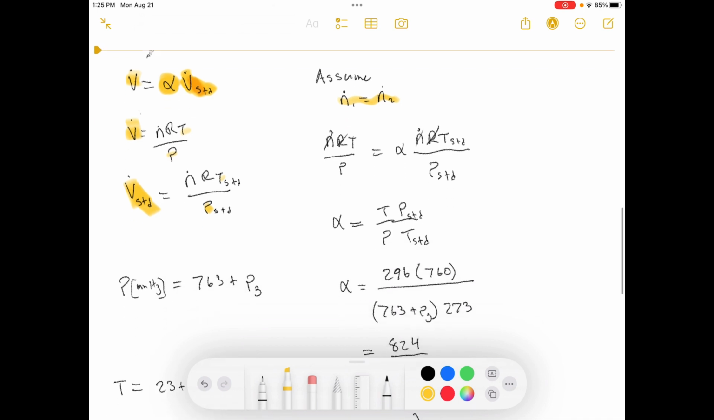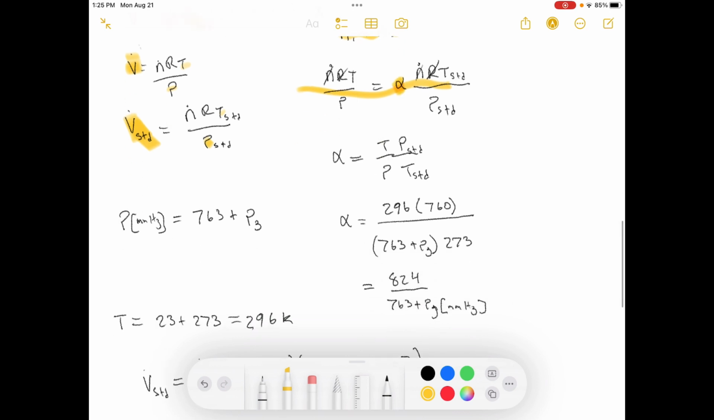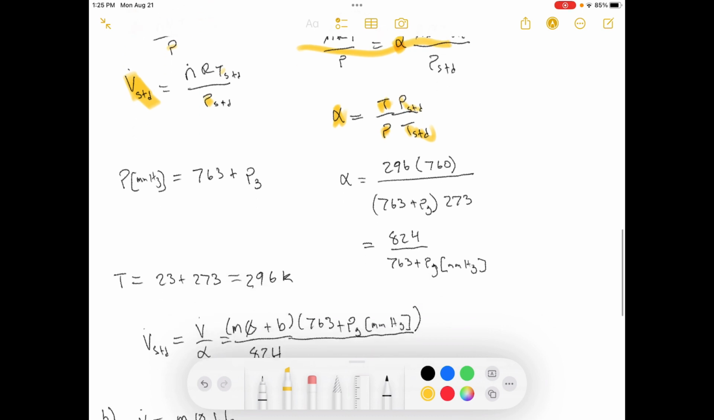Okay, so we just say that these things are equal to each other, like we set up here, and we can calculate what our proportionality constant is. And in order to make these proportional, we just divide the temperature by the standard temperature and the standard pressure by the actual pressure. Okay.